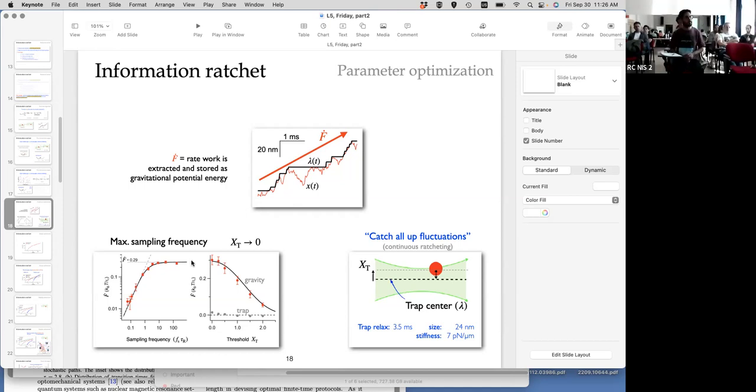Okay, so the first lesson is you want to sample faster, if you can, faster than the trap frequency, but there's a point of diminishing returns.